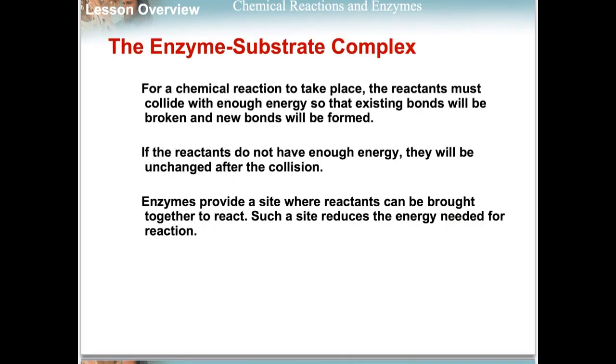Now we're going to talk about the structure and functional relationship between an enzyme and the molecules on which it has an effect. So for a chemical reaction to take place, the reactants must collide with enough energy so that the existing bonds will be broken and the new bonds can be formed. Now if the reactants do not have enough energy, then they're going to be unchanged after that happens. And so in this case, the enzymes are going to provide a site where the reactants can be brought together to react. And this site is going to reduce the energy needed for the reaction.